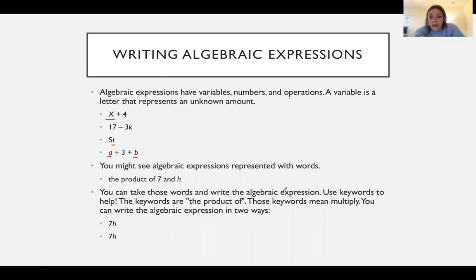We also sometimes see algebraic expressions represented with words, like the product of 7 and h. Here you would take the words and write the algebraic expression. The key words are the product of, which means multiplication. So you would write the algebraic expression in two ways, 7h, or 7 times h. Essentially it means the same thing.